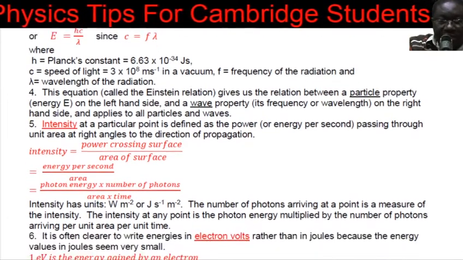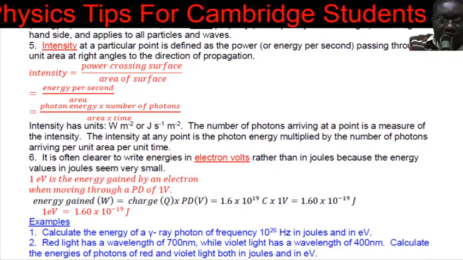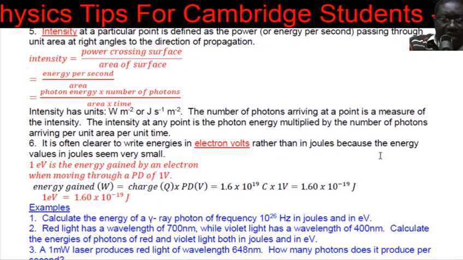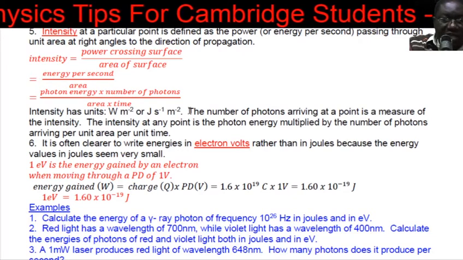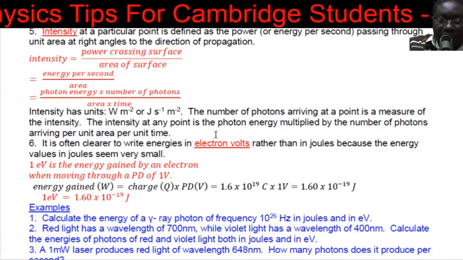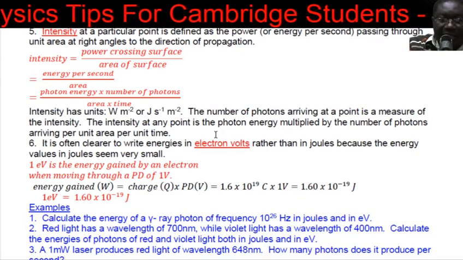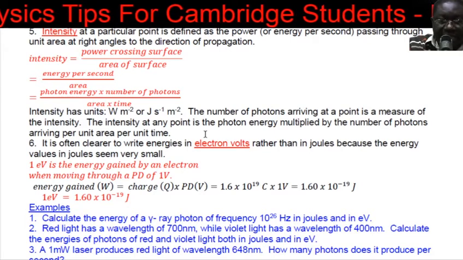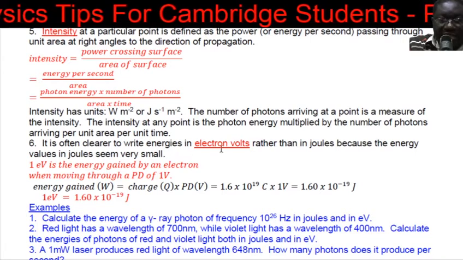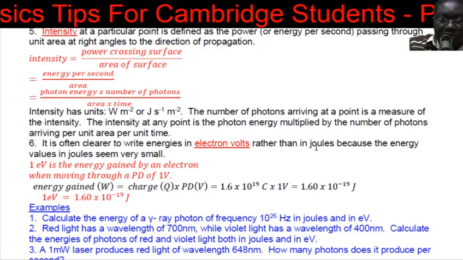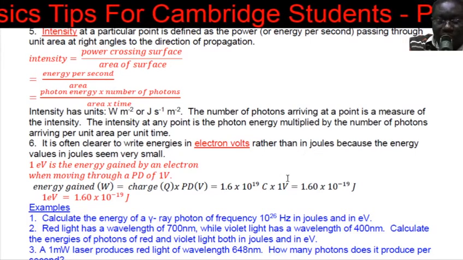Intensity is measured in watts per square meter or joules per second per square meter. The number of photons arriving at a point is a measure of the intensity. So the intensity at any point is the photon energy multiplied by the number of photons arriving per unit area per unit time. It is often clearer to write energies in electron volts rather than in joules because the energy values are very small in joules.